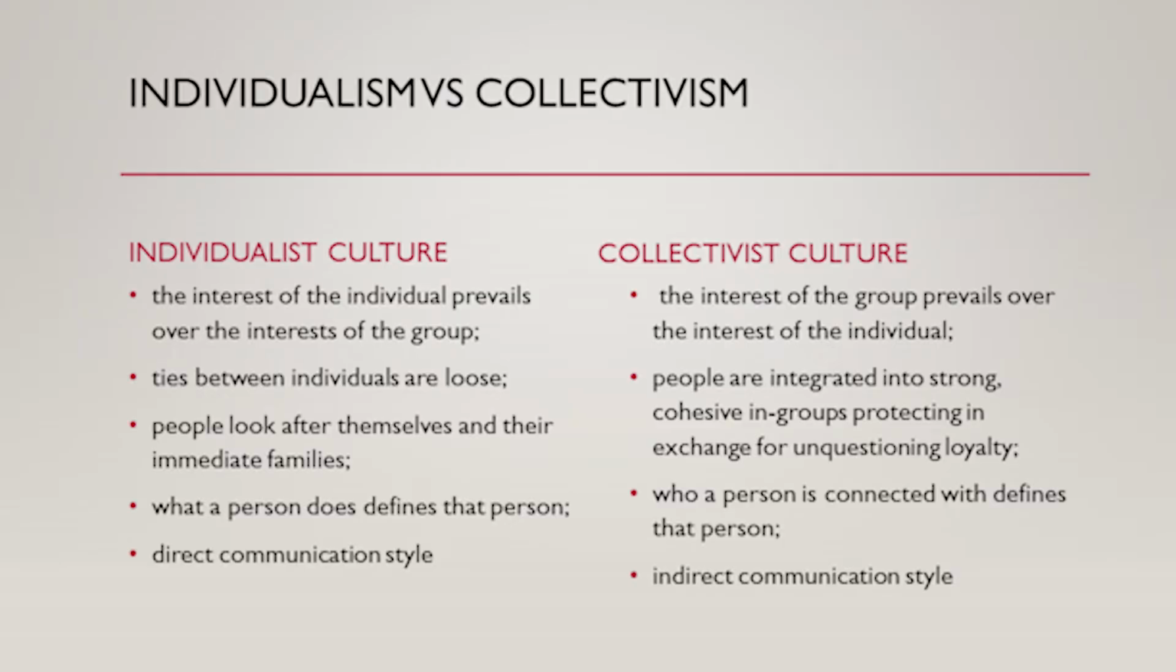In individualist cultures, people look after themselves and their immediate family, meaning their mother, their father, brothers and sisters, children. That's it. In collectivist cultures, their family is extended. So we have their aunties, cousins, all the members of their extended family. In individualist cultures, what a person does defines that person. In collectivist cultures, who a person is connected with defines that person.